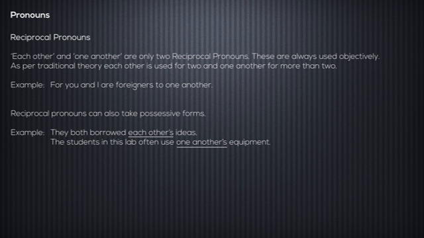Reciprocal pronouns. Each other and one another are the only two reciprocal pronouns. These are always used objectively. As per traditional theory, each other is used for two and one another for more than two. For example, you and I are foreigners to one another.